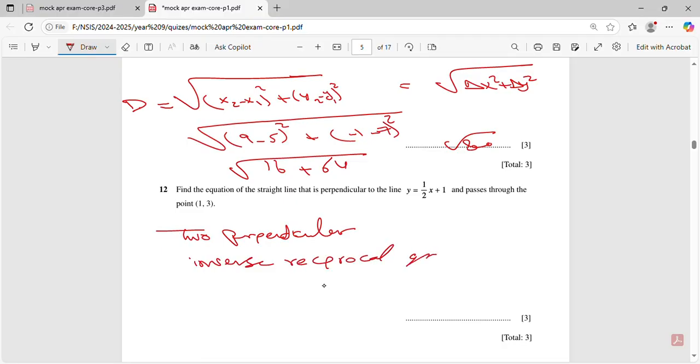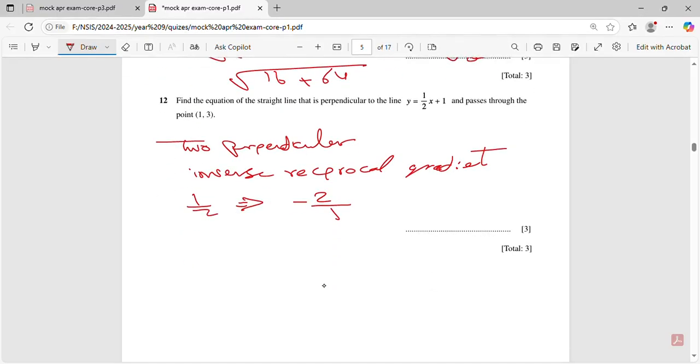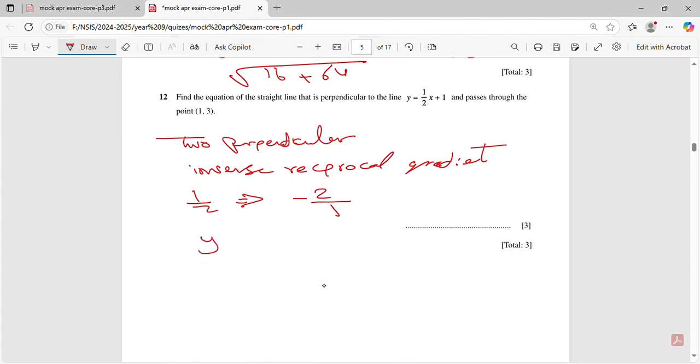Okay? As an example, if this is half, I will flip it, it will be 2 over 1 and negative. So this is the gradient of the new line that I am searching for. According to this, it will be y equals negative 2x plus c, which I have no idea about the value of c, but I will use the point, this point. So I will say at 1 and 3, which is x equals 1, y equals 3.